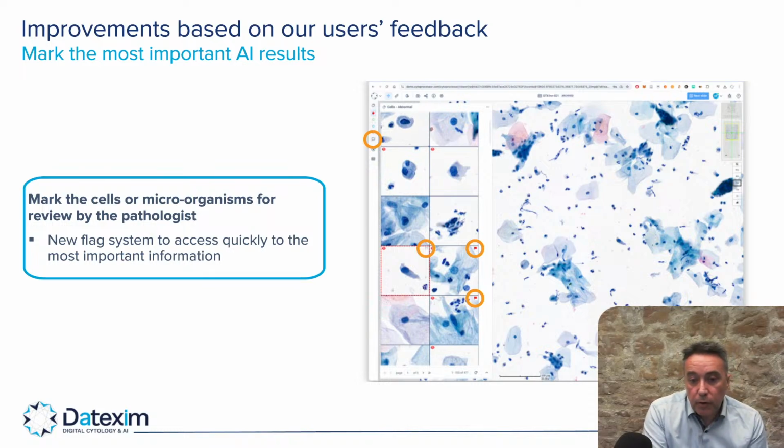So when you click on the thumbnail, you can click on the small flag and it will add the thumbnail into the specific part in the menu where you see on the bar on the left in the orange circle. So when you click here, you will have a list of all the flagged cells. So now you have clue zones and you have flagged cells to prepare the review by the pathologist.